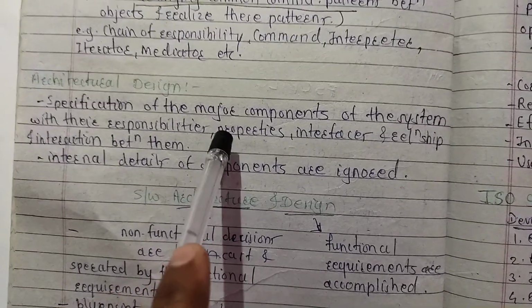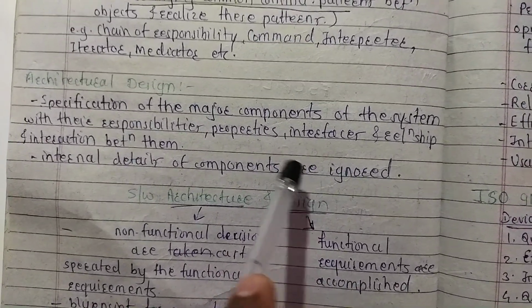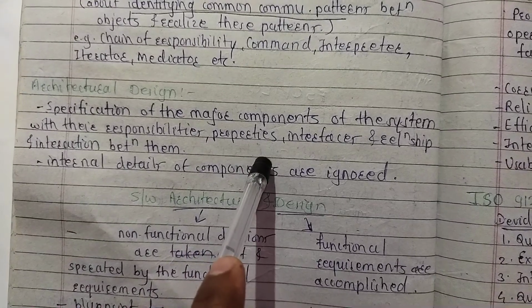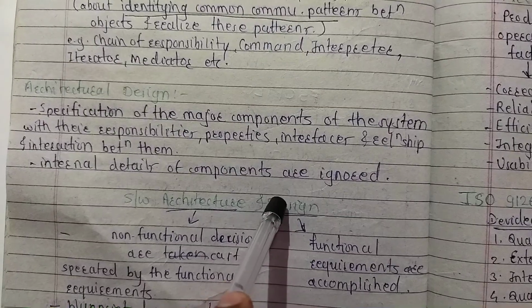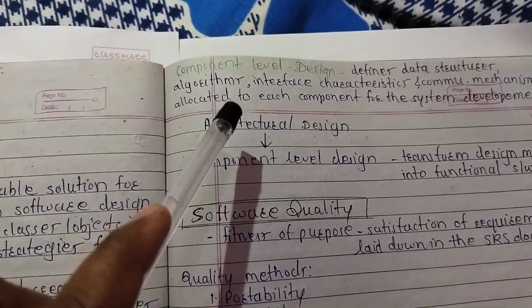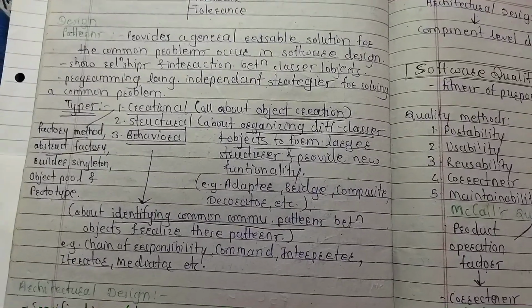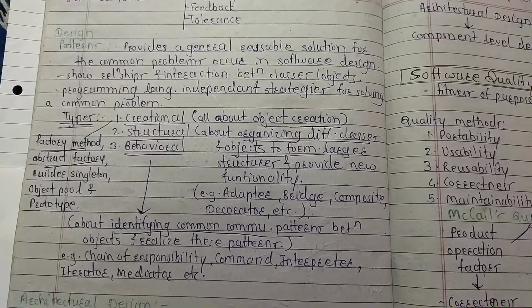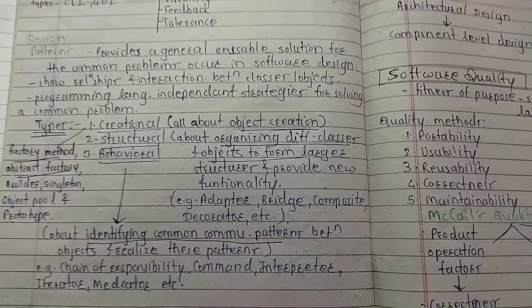Architectural design gives information about the major components, that is the number of components used in your system, their properties, their responsibilities, interfaces, relationships and interaction between them. And component level design gives information about a single component. Now we have seen software design part 1 and part 2. In part 2 a number of design patterns and designs are given. Okay, thank you.